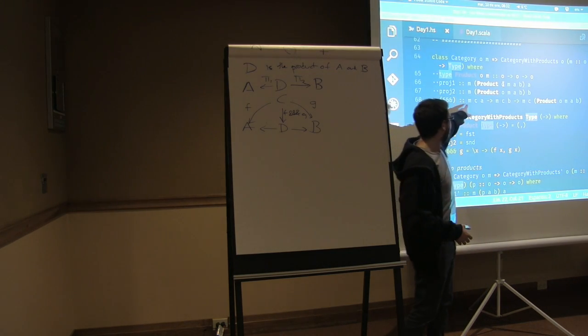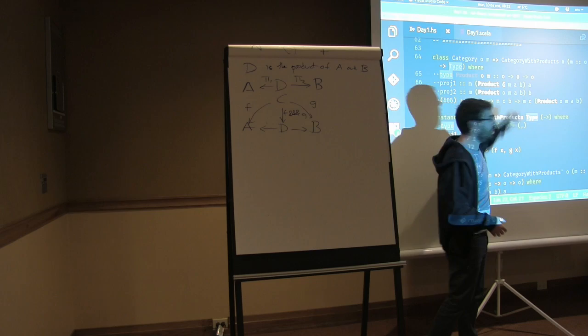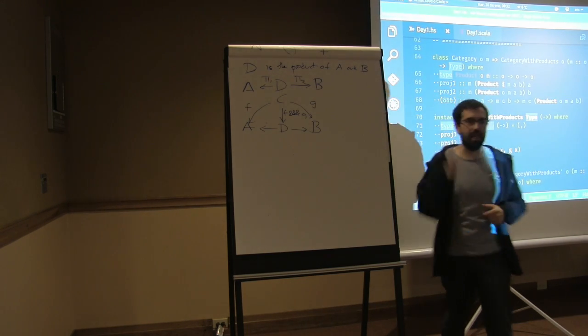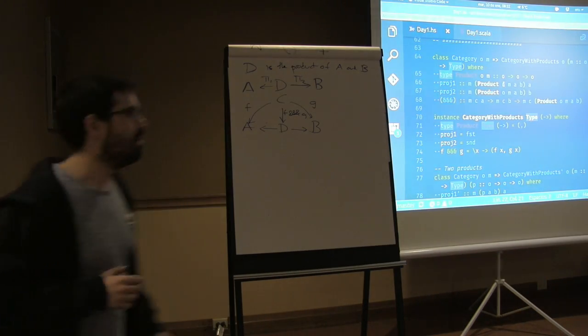And then if we have an arrow from C to A and an arrow from C to B, we can build this arrow from C to the product of A and B. So that's exactly what the diagrams are saying.